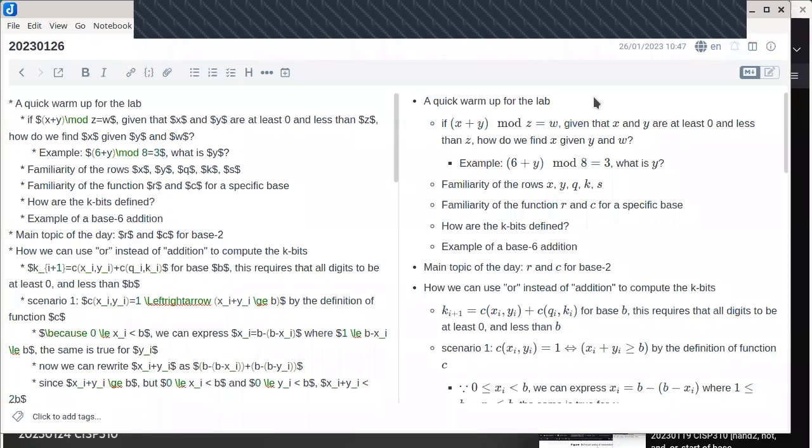So we'll start with something like this example here. If I know that 6 plus y, the whole thing, mod 8 is 3, do I know what y is, or do I have a way to figure out what y is? And I'll give you one additional clue: y can only be from 0 to 7. So that really limits how many possibilities there are. So how would you find the answer to this question?